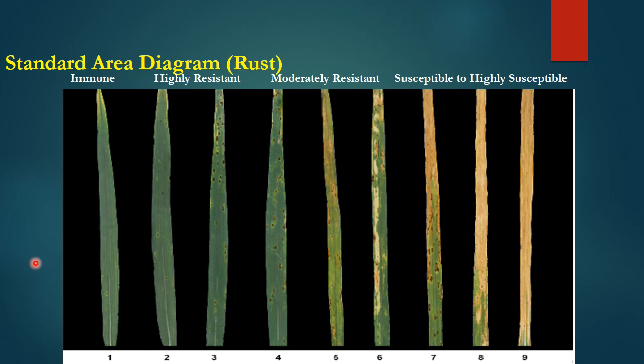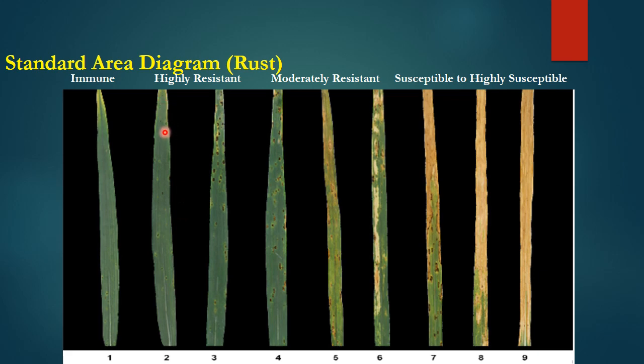In case of standard area diagram, you are provided with a picture, and that picture shows the different reactions of the plant against the pathogen. For example, here is the standard area diagram of the plant when attacked by the rust pathogen. If you look on your left side, there is a green leaf with no pustule of the rust, and such a leaf is known as immune, and they give it the rating scale 1.